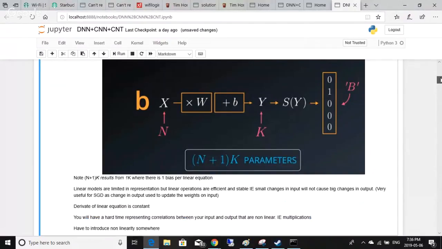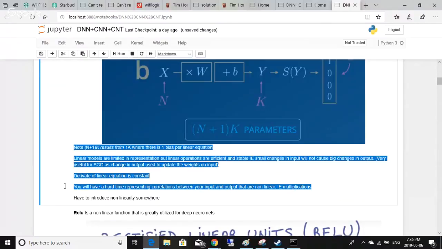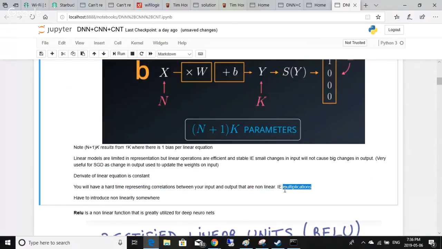There are some drawbacks here. One of the drawbacks is that it has a hard time representing anything that's nonlinear. Multiplication, for example, or if your variables have a quadratic relationship. So in other words, you have to introduce nonlinearity somewhere.